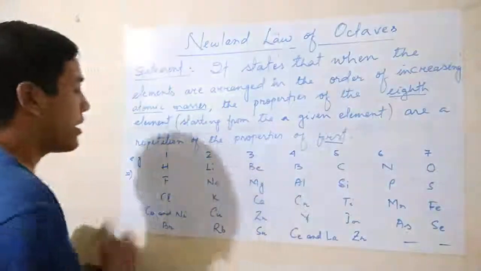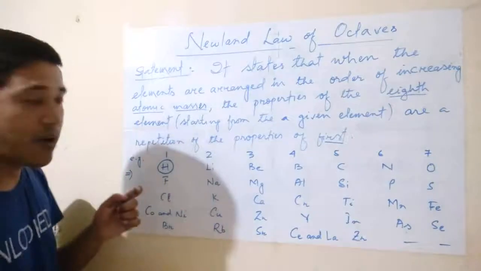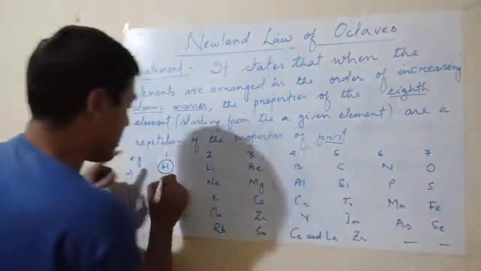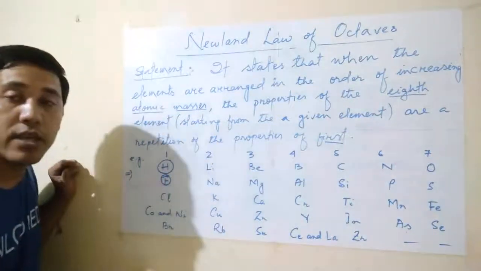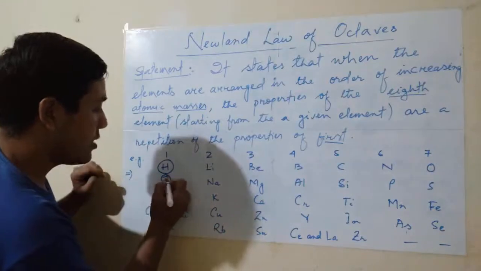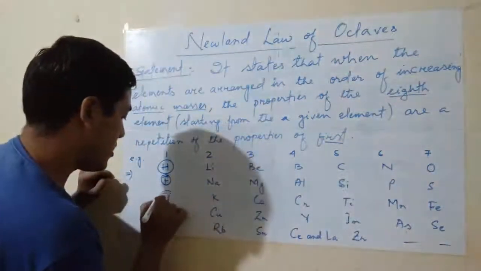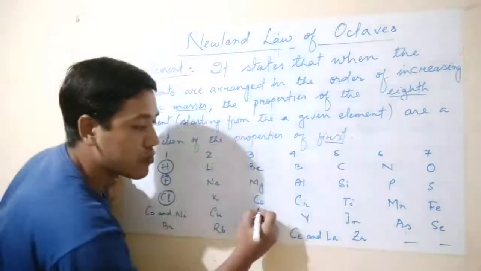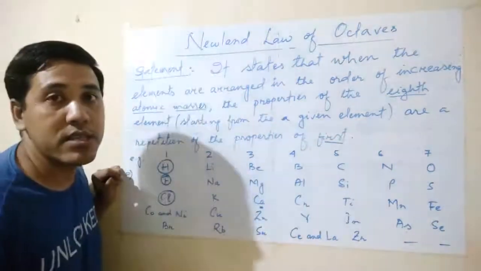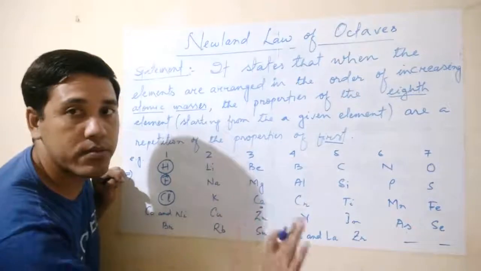Just see, this is the first element. See the properties of hydrogen. Count from the first: 1, 2, 3, 4, 5, 6, 7, 8. These two will have the same chemical properties. I will do up to calcium only, because this type of classification is only applicable up to calcium, not beyond calcium.